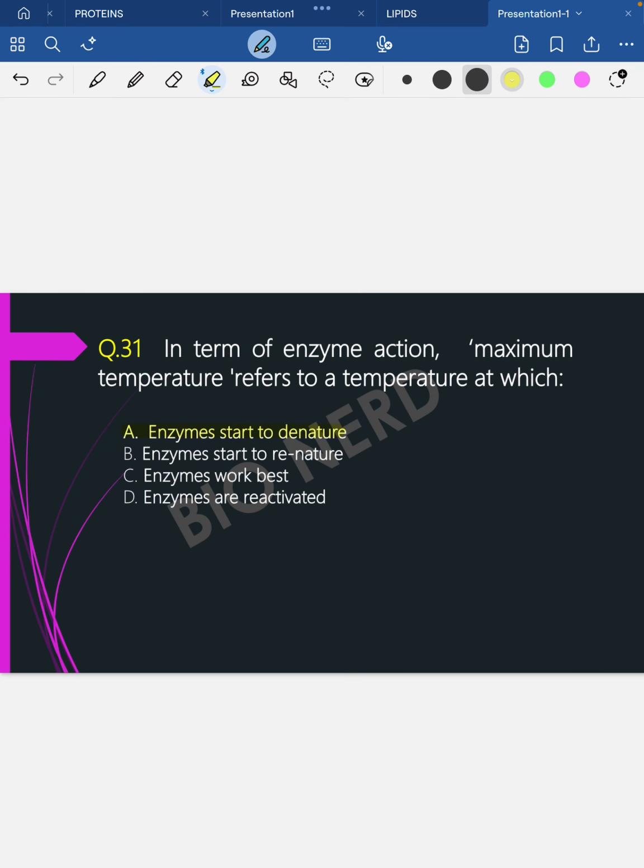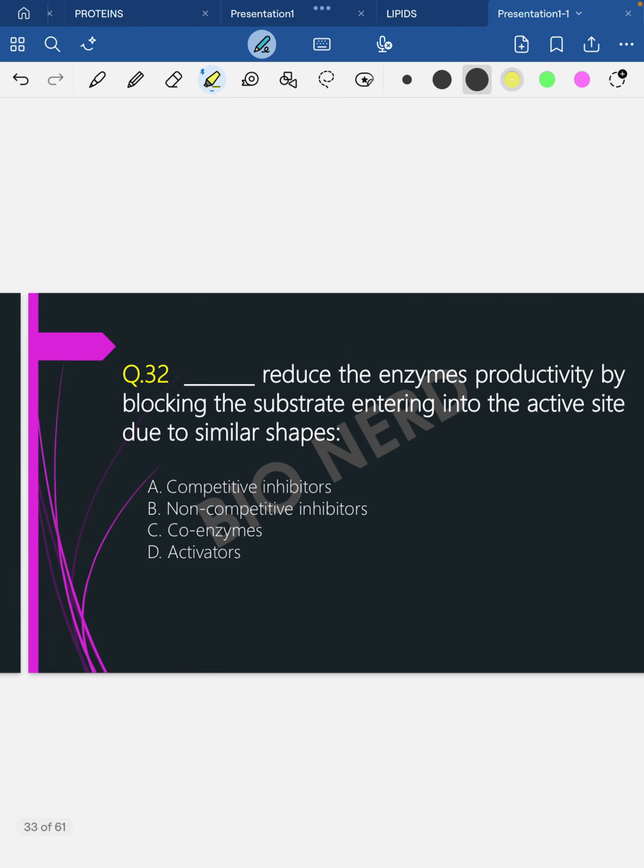Alpha will be the right option. Listen here, three temperatures. Optimum temperature is that at which enzyme performs its maximum function, and a temperature at which inactivated enzyme becomes active again, that is the minimum temperature. And the third one, a temperature at which enzyme starts to denature, that is called the maximum temperature. Okay, so alpha will be the right option here.